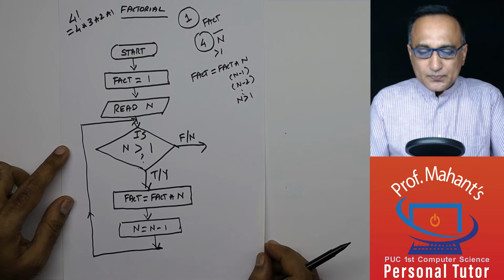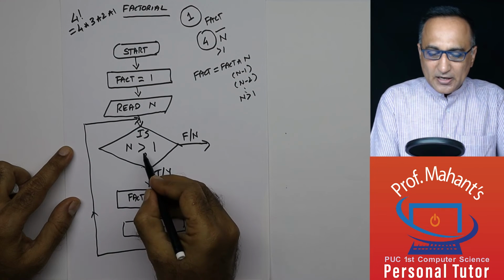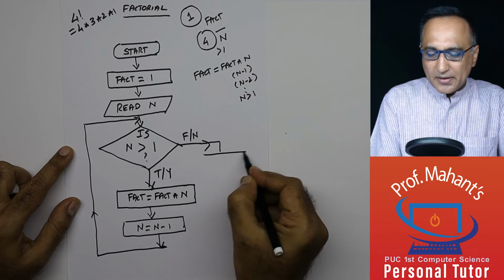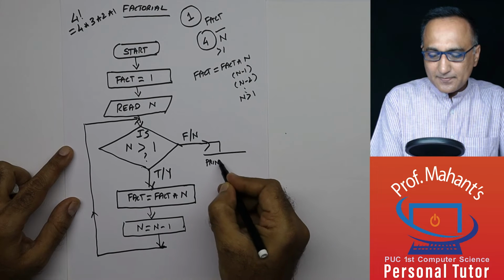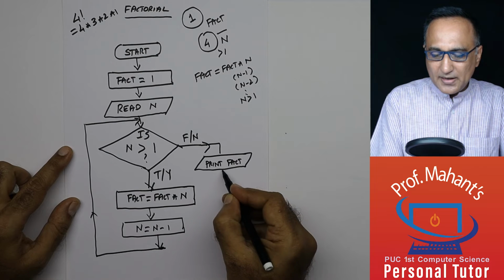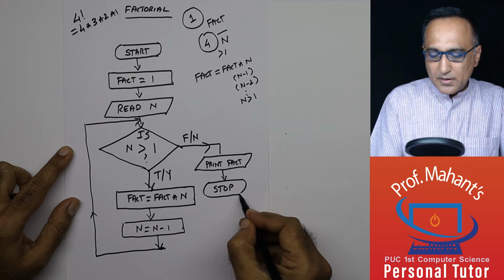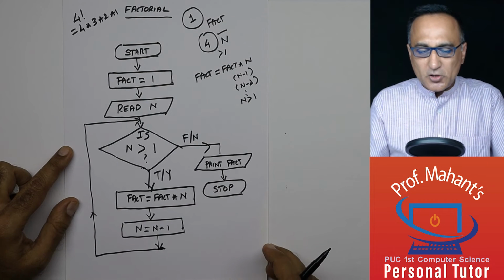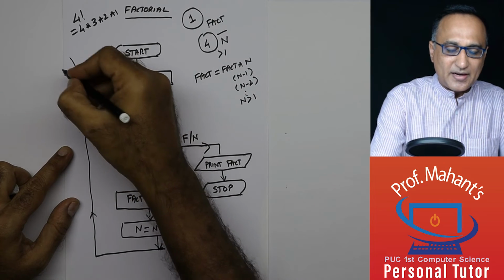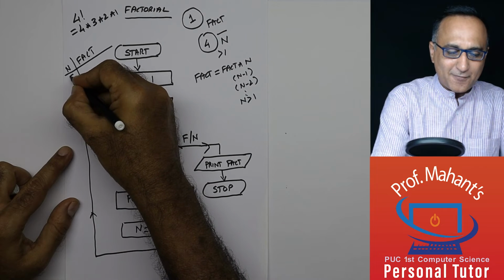So let's try to make sense of this by running through a few numbers. Now the minute n becomes 1, I am required to print this fact. I'm going to print fact, and then I am going to stop. So in order to evaluate this, let's take a few numbers, or at least take one number and try to figure it out. This is n, this is fact. Let us say n is 5.